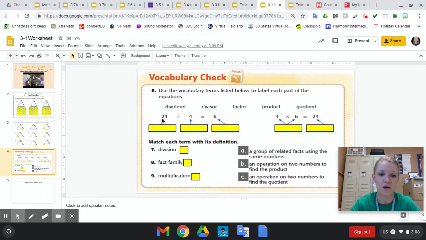In a division problem, we can't flip-flop 24 and 4 because we can't take 4 and split it amongst 24 people. And so that's why they each have a specific name, because they have to be in a specific spot to make the problem work.